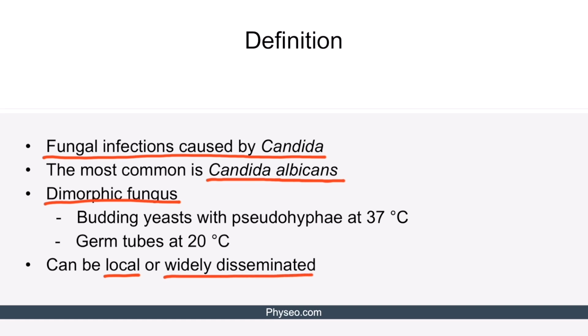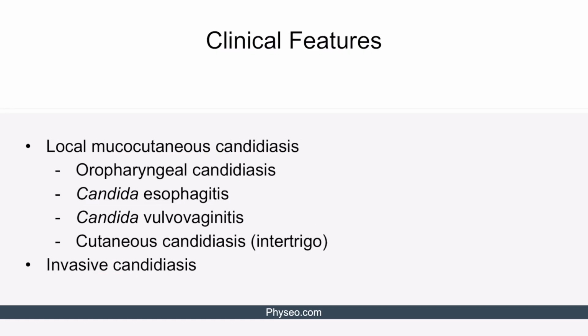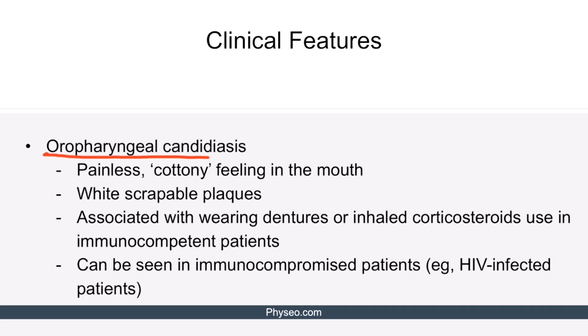So what does it look like? Well, let's discuss local mucocutaneous candidiasis, as well as the invasive form. So local mucocutaneous candidiasis includes several infections. So that can be oropharyngeal candidiasis, Candida esophagitis, or Candida vulvovaginitis. And then, of course, strictly cutaneous candidiasis, or intertrigo. So let's dive into these specific local forms a little bit more, starting with the oropharyngeal type.